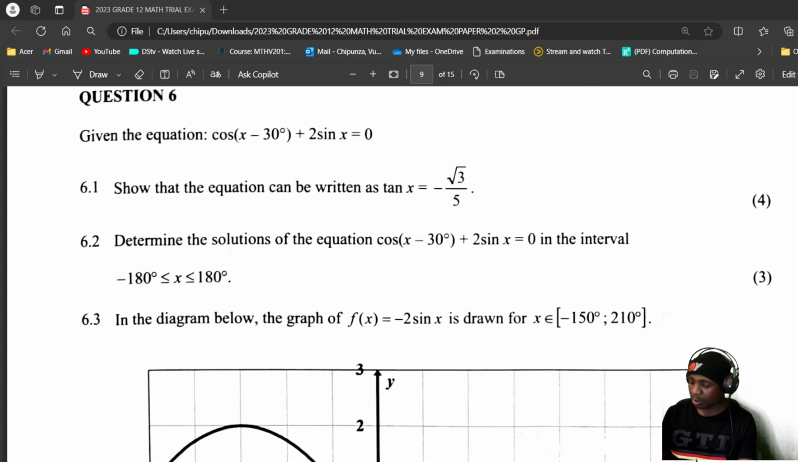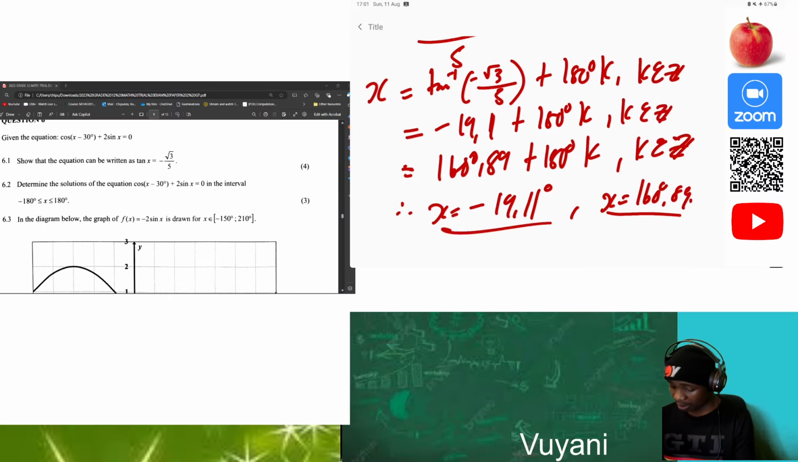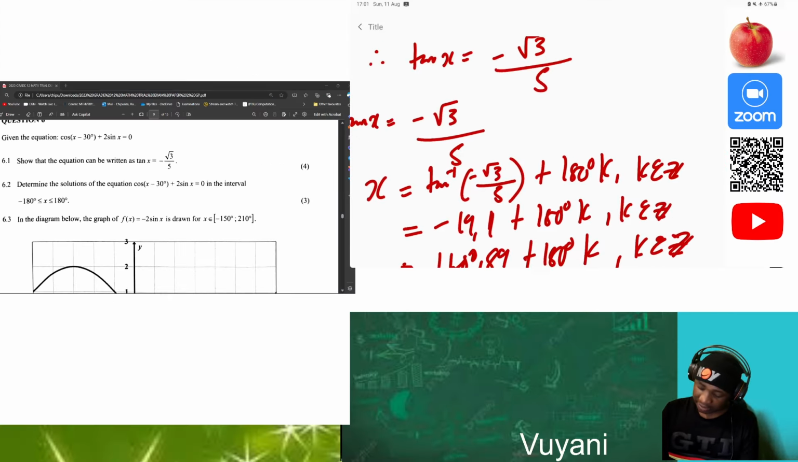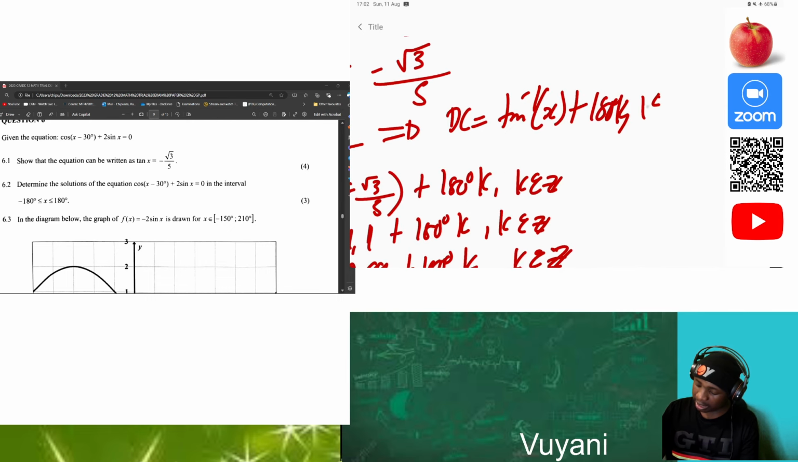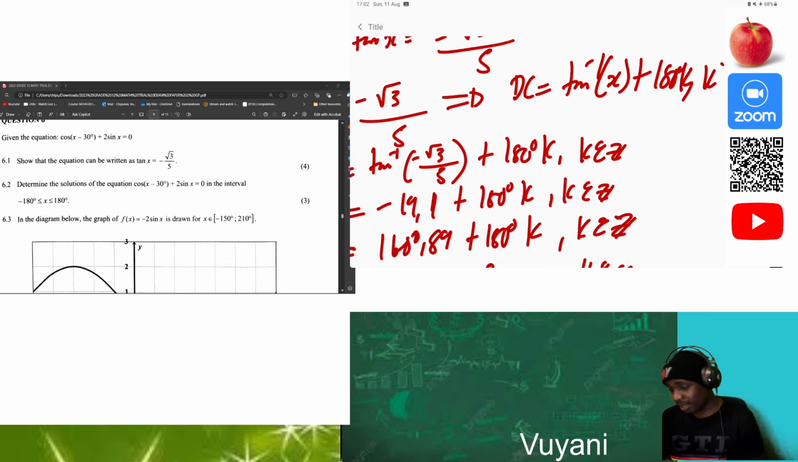This is just the smaller angle. Then when we look at 180 degrees minus that X value, we'll be able to get the correct answer. Here we go. So we see that this is just a tan of X, so we can look for the general solution. You know that the general solution of a tan of X will be arctan of X plus 180 degrees of K, where K is an element of the integers. Then after that, you can get the answer.